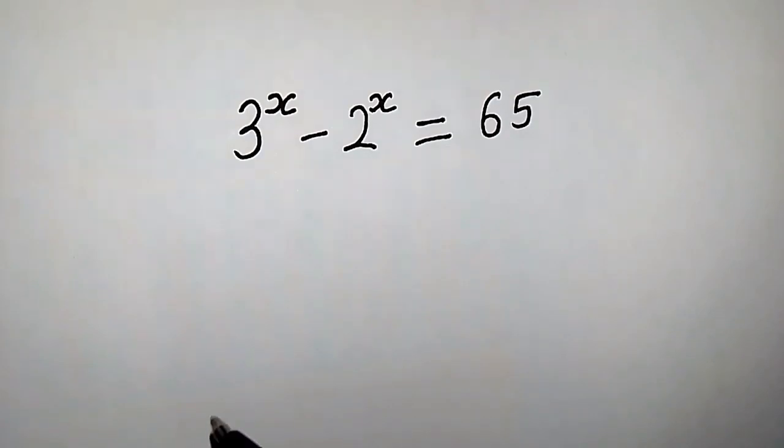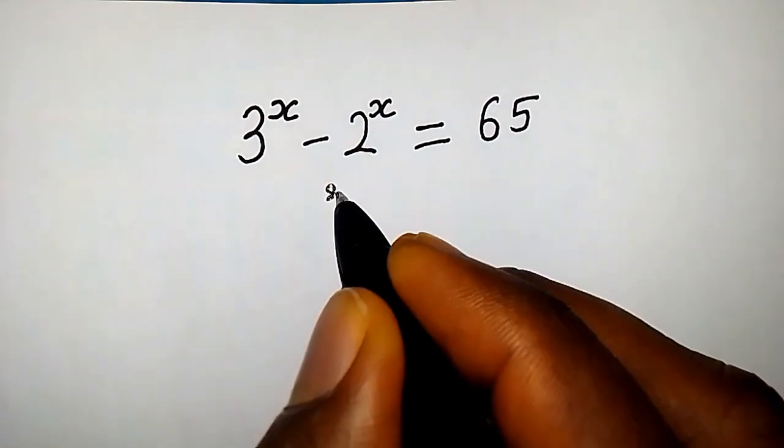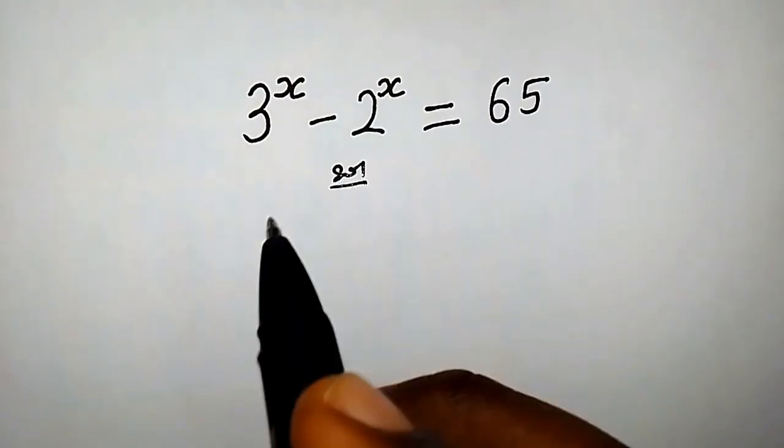3 to the power of x minus 2 to the power of x equals 65. How do we solve for x in this equation? Solution. Let's consider the left hand side.